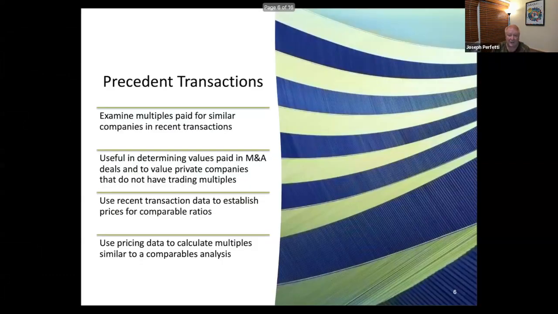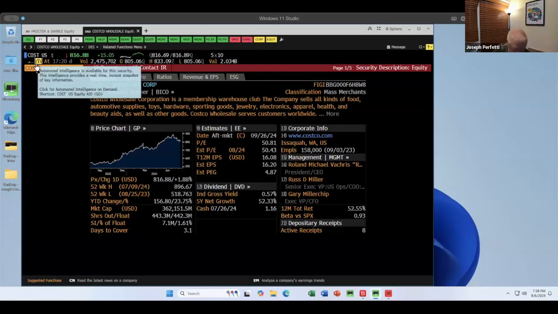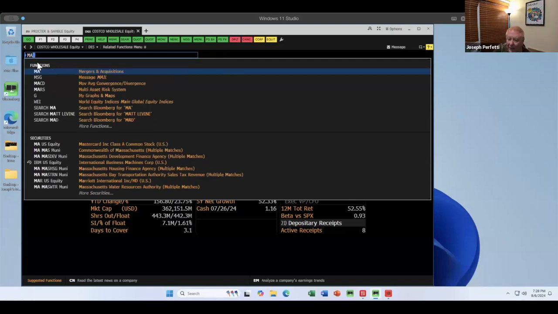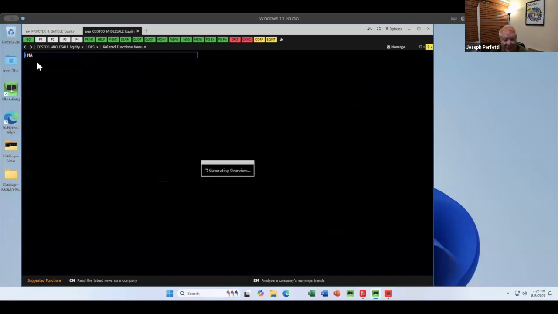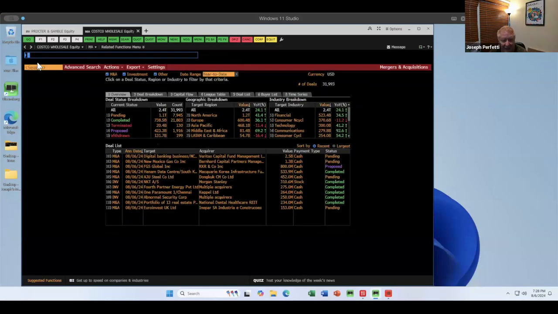All right. There's also something called precedent transactions, right? That's M&A. And I'll give you an example of what I'm talking about. Another nice feature of the Bloomberg tool is you type in MA and it's got a mergers and acquisition database. And this is 32,000 deals around the world that have been recently announced or completed.